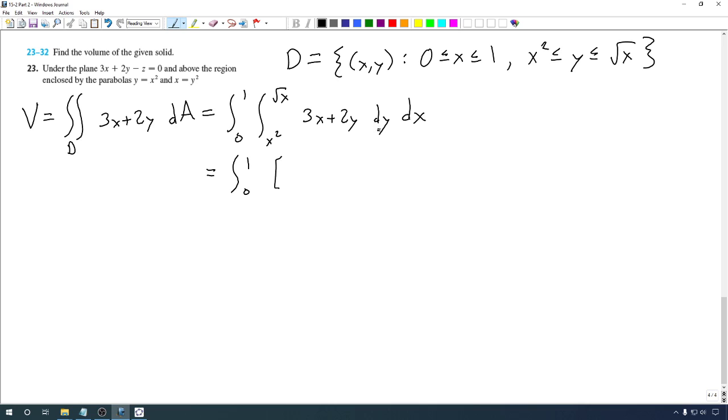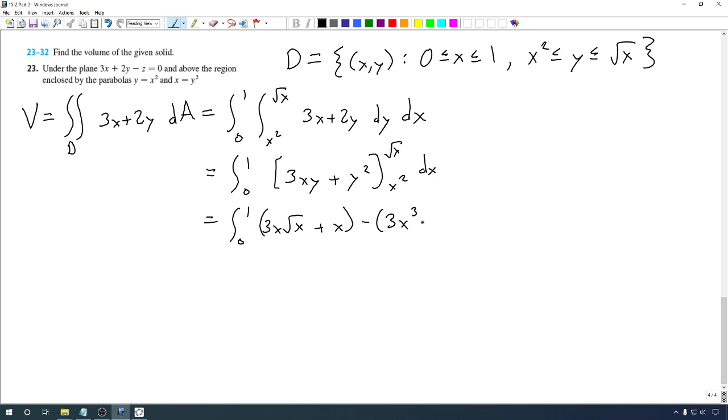The integral of 3x plus 2y with respect to y, well, 3x becomes 3xy. 2y becomes y squared. We saw the limits that we already had. We go ahead and plug those limits in. So we have 3x times square root of x. Then we have square root of x squared is just x. We're subtracting what we get when we plug in x squared. So 3x times x squared is 3x cubed. Then we have x squared squared is x to the 4th.